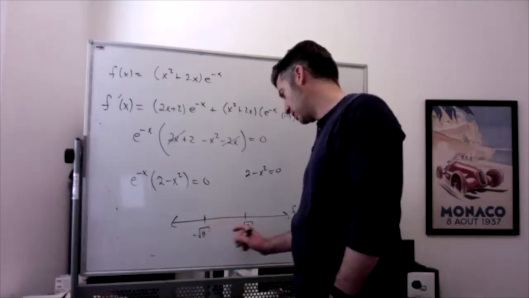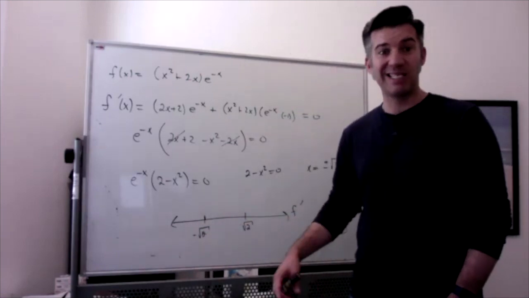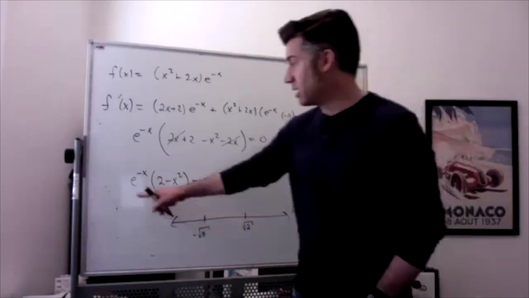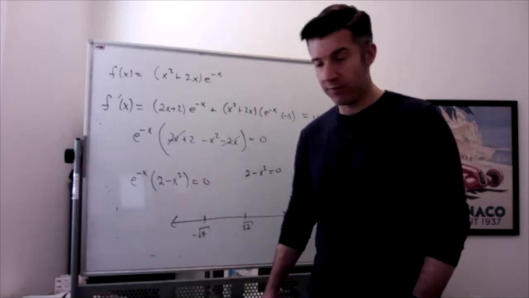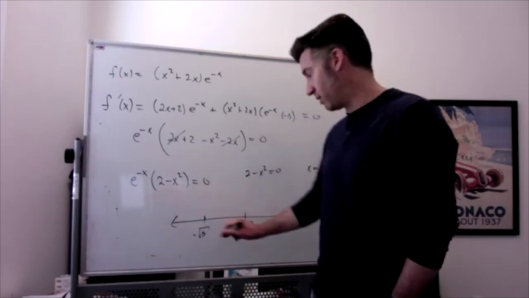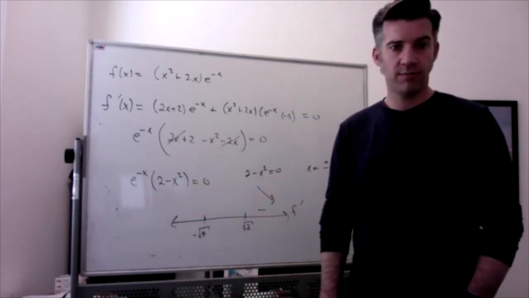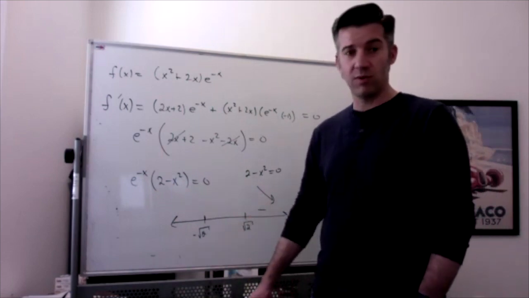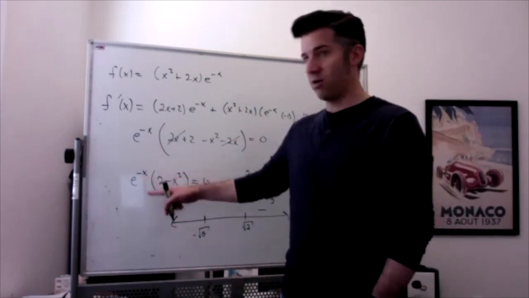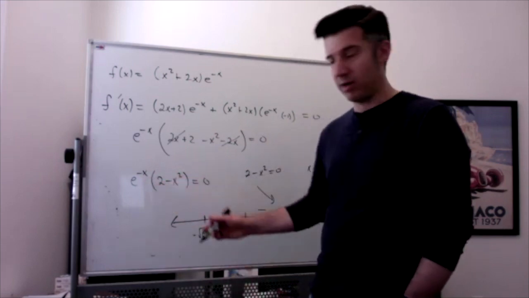I'm just going to look in each of my intervals. Pick a number bigger than root 2, like 10. E to the negative 10 is positive. 2 minus 10 squared is negative. Positive times a negative is negative, so it's decreasing. Pick a number between negative root 2 and root 2, like 0. E to the 0 is positive, it's 1. 2 minus 0 squared is positive. Positive times positive is positive.